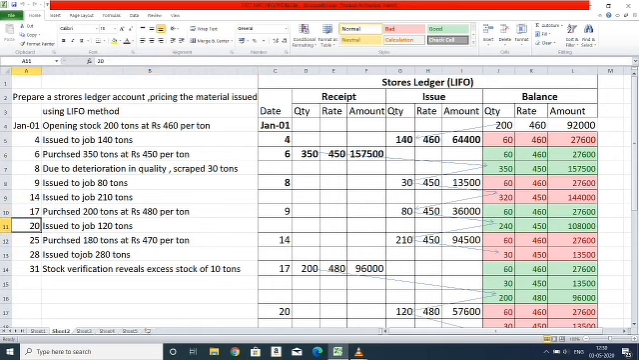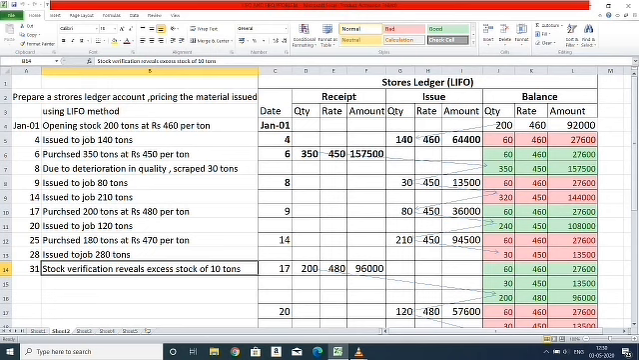January 20 issued to job 120 tons. January 25 purchased 180 tons at rupees 470 per ton. January 28 issued to job 280 tons. And January 31st stock verification reveals excess stock of 10 tons.